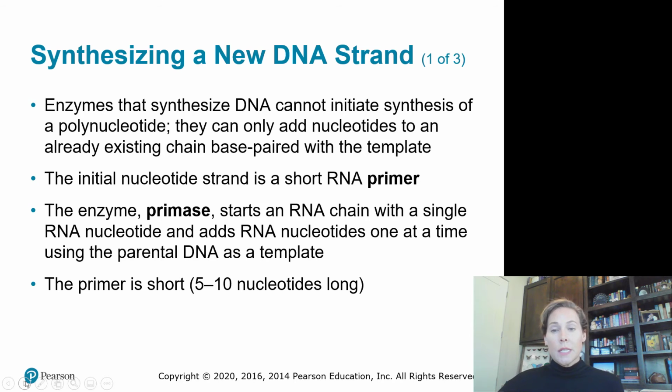Enzymes that synthesize DNA cannot initiate synthesis of a polynucleotide. They can only add nucleotides to an already existing chain. And the initial nucleotide strand is a short RNA primer. Primase starts an RNA chain with a single RNA nucleotide and adds RNA nucleotides one at a time using the parental DNA as a template.